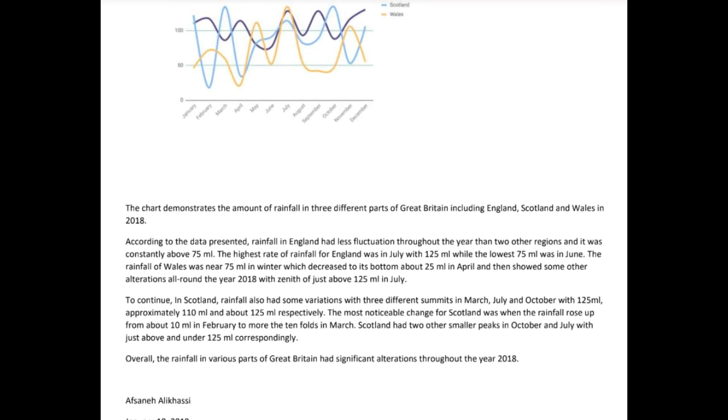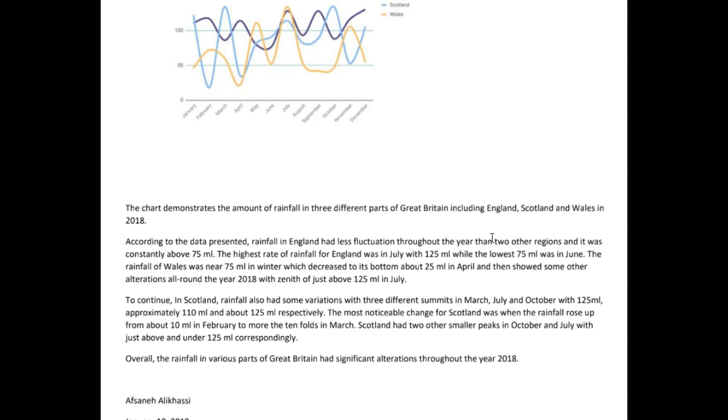The chart demonstrates the amount of rainfall in 3 different parts of Great Britain, including England, Scotland, and Wales in 2018. According to the data presented, rainfall in England had less fluctuation throughout the year than the other 2 regions, and it was constantly above 75 ml. The highest rate of rainfall for England was in July with 125 ml, while the lowest 75 ml was in June. Okay, the rainfall of Wales was near 75 ml in winter, which decreased to its bottom.